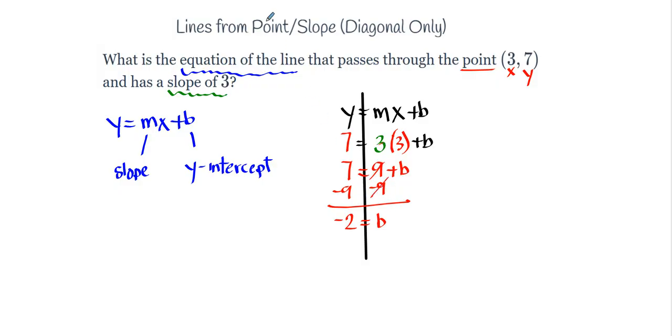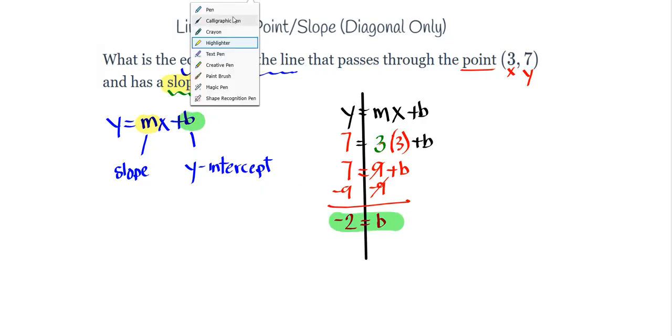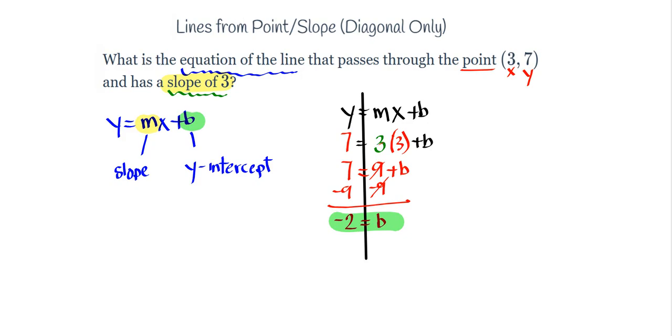So now we actually have all the information that we need. We have our slope that we can put in there for m, and then we have our b value, which we're going to put in for that. So we can write our final answer. So I have y equals, again they told us the slope was 3, times x, and then my b value is negative 2.